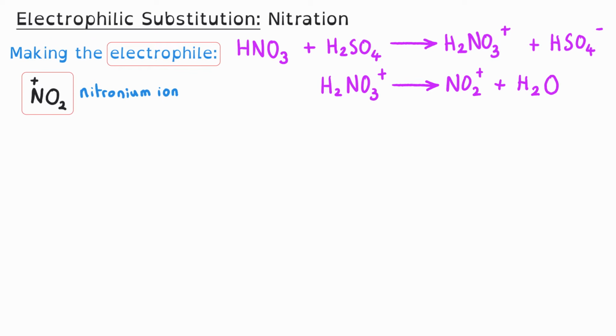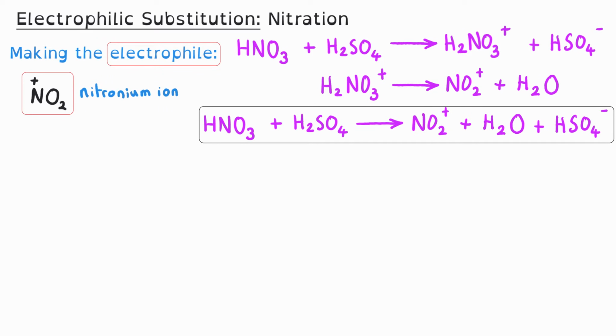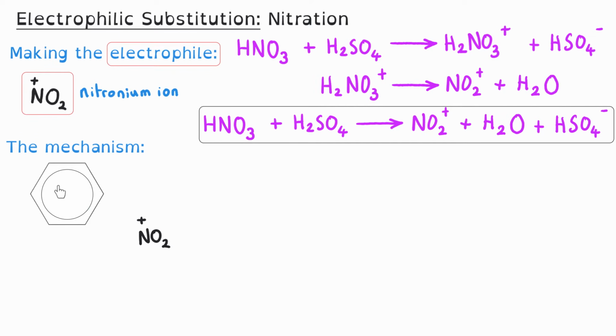This reaction can be shown in 2 steps, as I've done at first, or we can combine it into 1 step, where we've got the nitric acid reacting with the sulfuric acid, as before, going straight through to the nitronium ion electrophile and the water and the HSO4-. In the mechanism itself, it's important to remember that the delocalized pi cloud of electrons is electron-rich. There are 6 electrons in it, 1 electron from each of the carbon atoms. And so it is attracted to the positive electrophile, the nitronium ion.